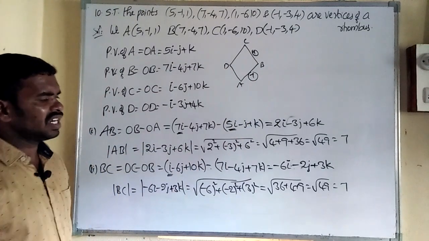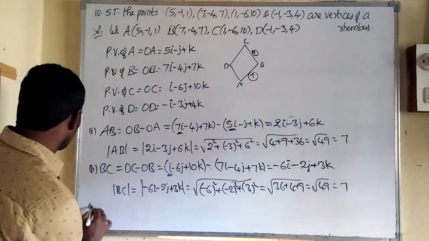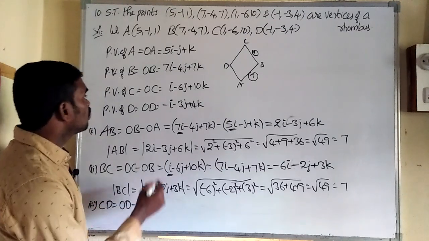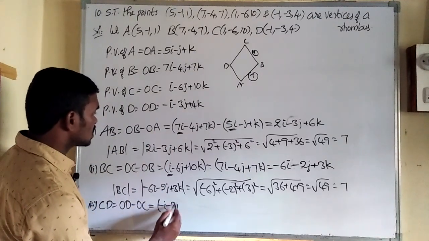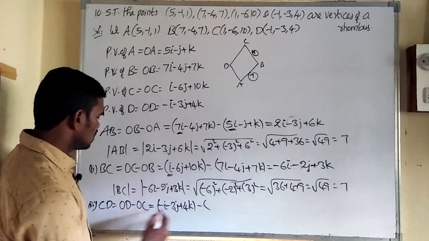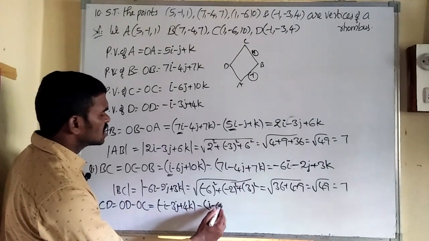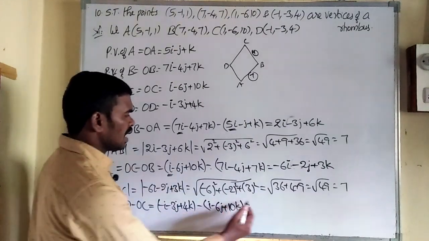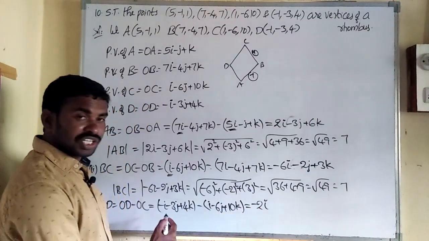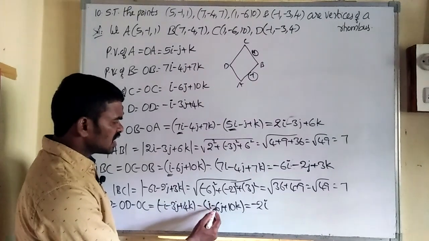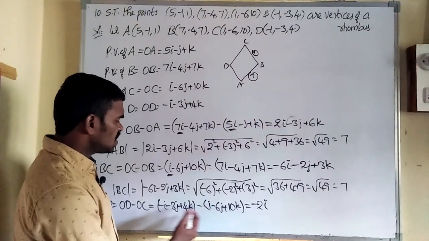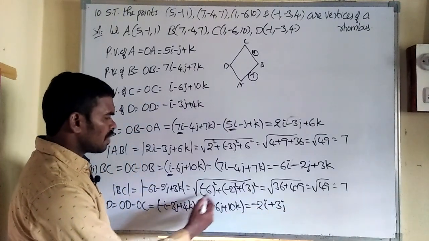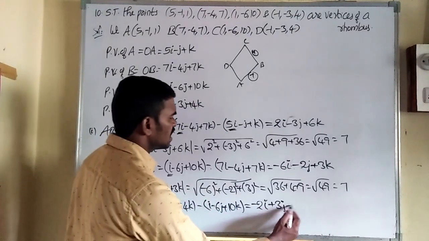Next, similarly find CD, the third one. CD means OD minus OC. OD is minus i minus 3j plus 4k, minus OC, which is i minus 6j plus 10k. Now minus i minus i becomes minus 2i. Next, the j terms: minus 3j minus into minus becomes plus 6j, so plus 6j minus 3j is plus 3j. Next, the k terms: 4k minus 10k is minus 6k.